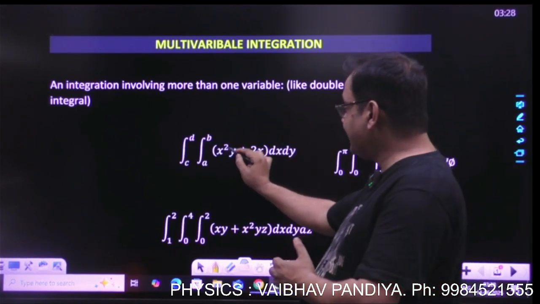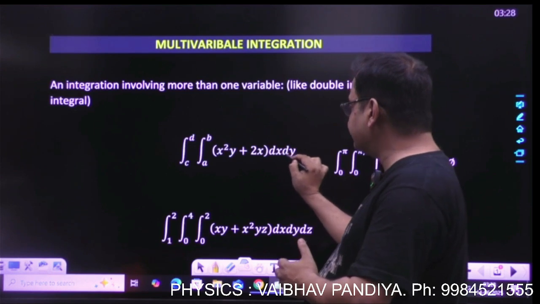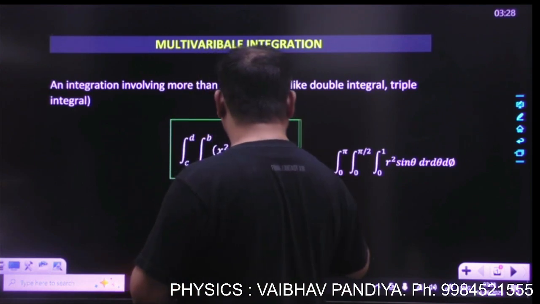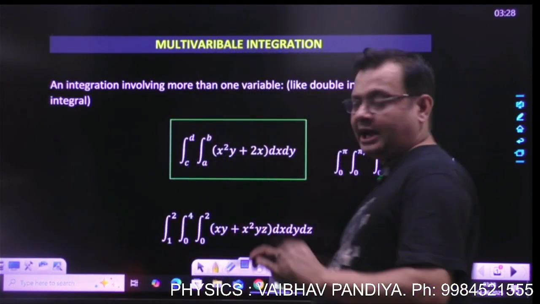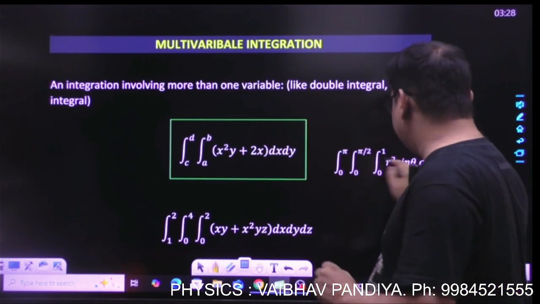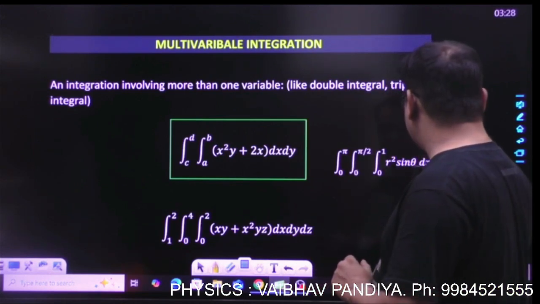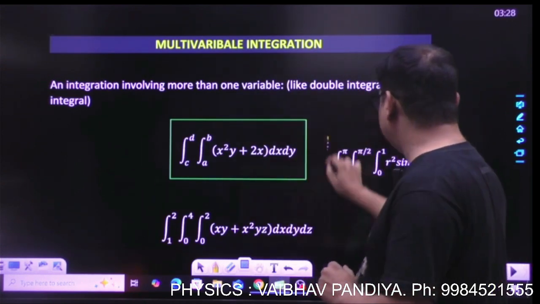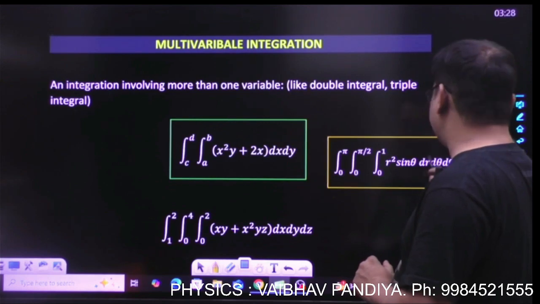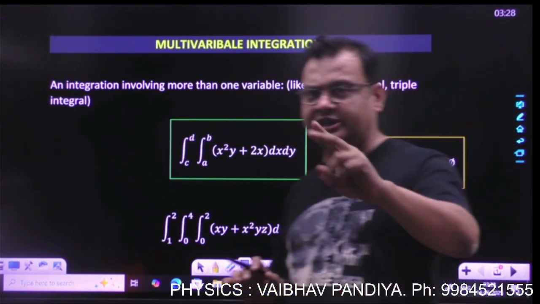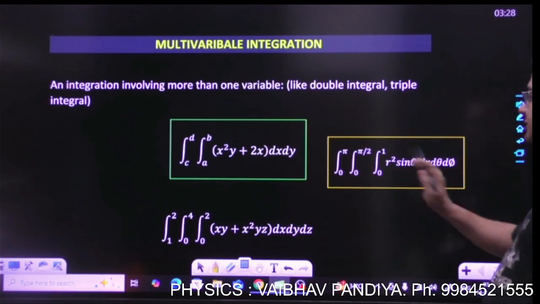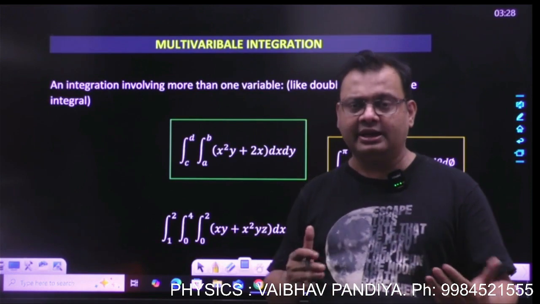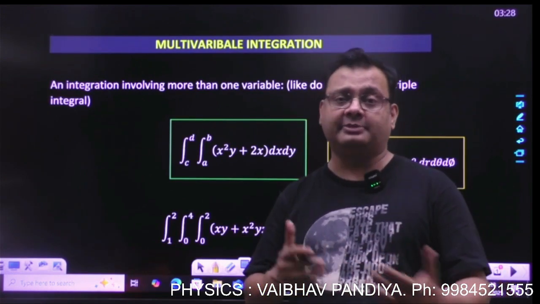Here you can see the integrand is x square y plus 2x, and then we have dx dy. So this is called a double integral. This integral is called a double integral because the number of variables is 2 and we are putting two integral signs. If you see this case, r square sine theta dr d theta d phi, and we have three integral signs. So here you can see the variables of integration are 3: dr, d theta and d phi. So we have three variables of integration, r, theta and phi. So these integrals are called triple integrals. So in today's lecture, we are going to see what multiple integration is and how we are going to solve multiple variable integration. Got it?